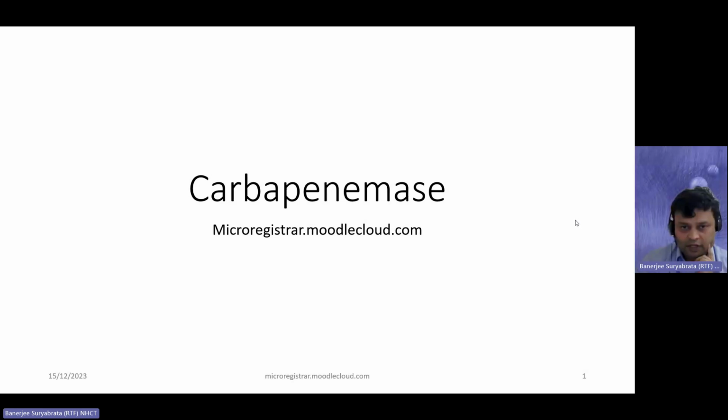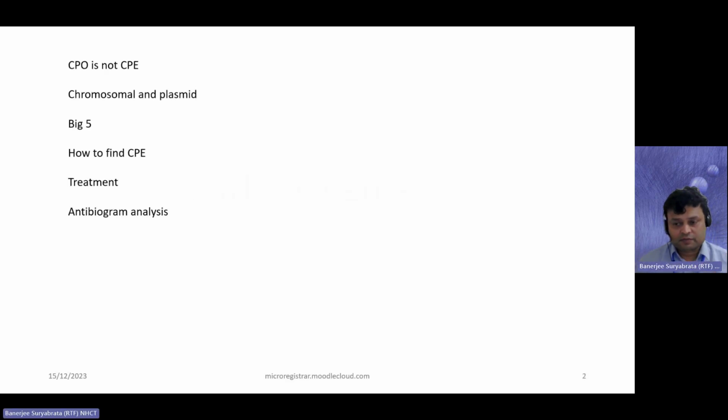So this is following our tutorial on ESBL and AmpC. In this one, we are going to discuss carbapenemase. First, a bit of introduction about CP, CPO, CRO, CRE, the different types of terms. Then we'll talk about chromosomal and plasmid in terms of CPE. We will discuss the big five carbapenemase producing organisms, how to find CP, so the screening and confirmation of the carbapenemase producing Enterobacterales mainly, and then treatment.